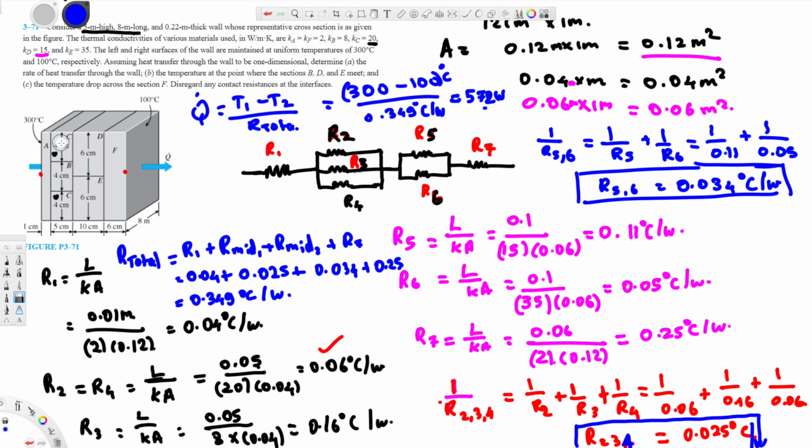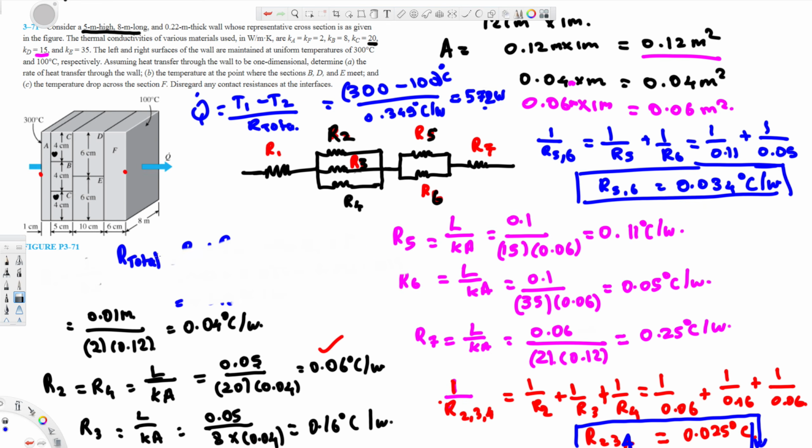We have calculated only for this area, 12 centimeter, but the total area is given by this expression, 5 meter high, 8 meter long. So we have to calculate the heat transfer for that area. So let's erase this part and continue right here. See here, all we have to do is to find the total R total. Let's put the equation right here.